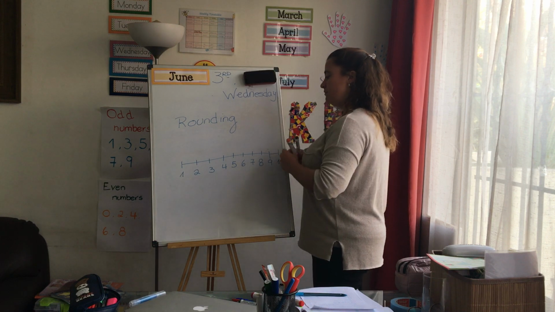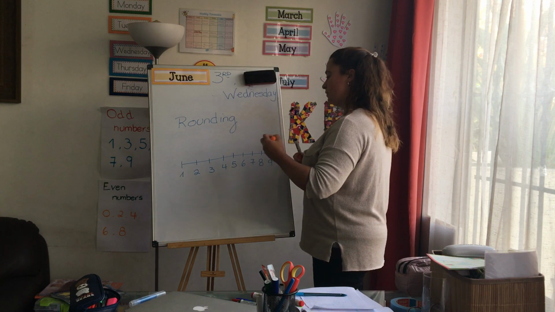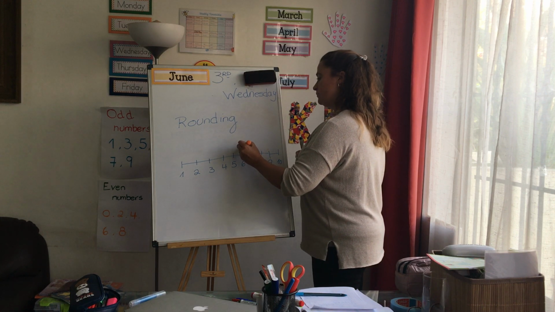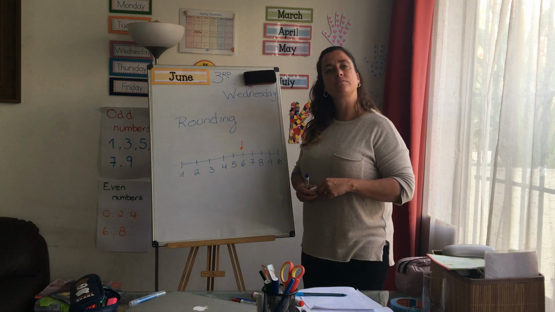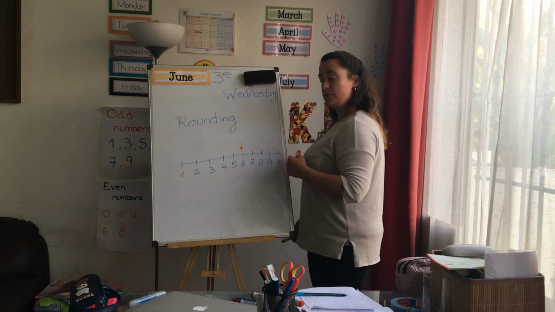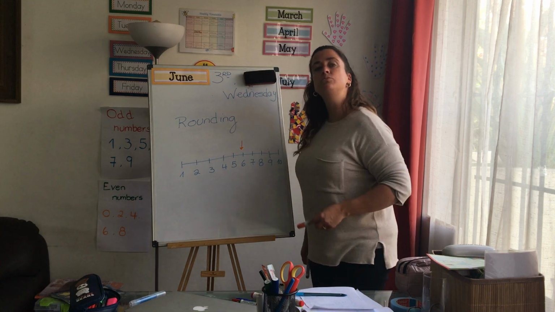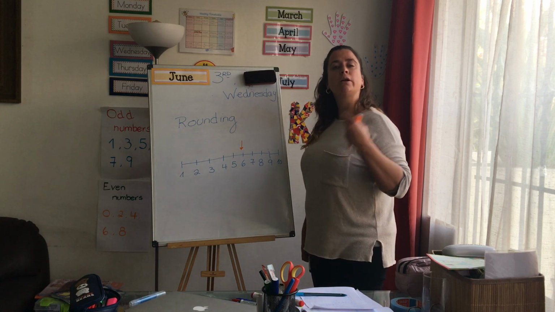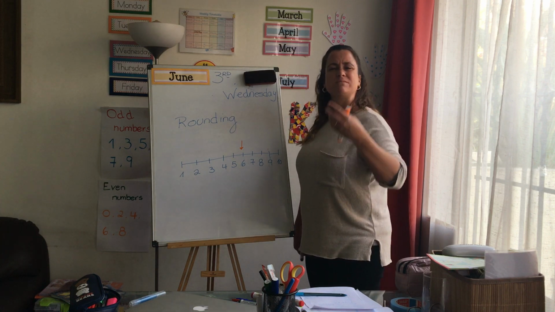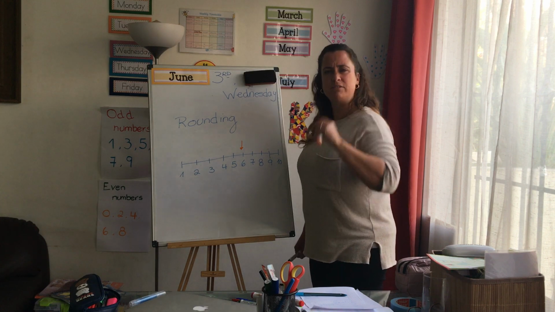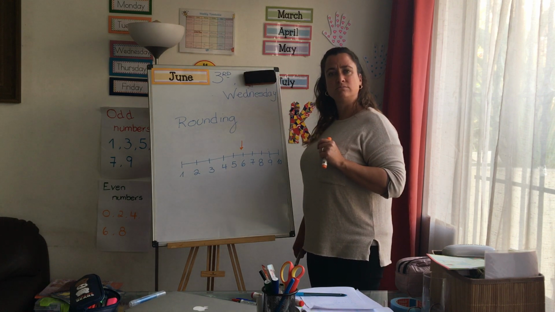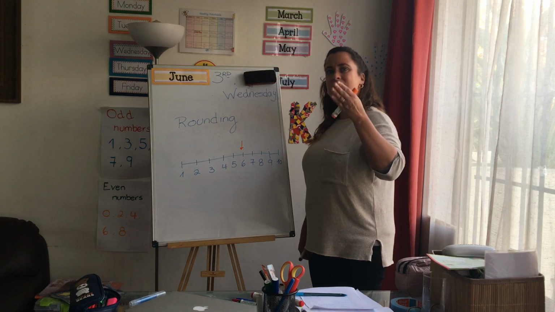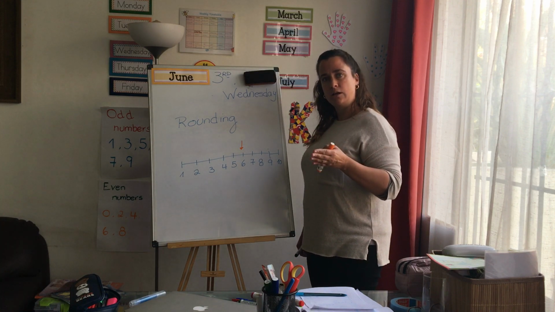What about if I'm here? Number 6. Is 6 closer to 10 or is it closer to 1? It's closer to 10. So again, I say, I've got 10 pairs of shoes. Maybe I don't. Maybe I've got 6, maybe I've got 7. But it's not an exact number.